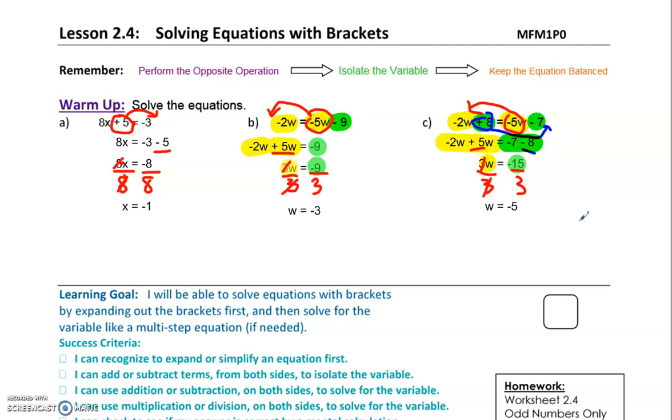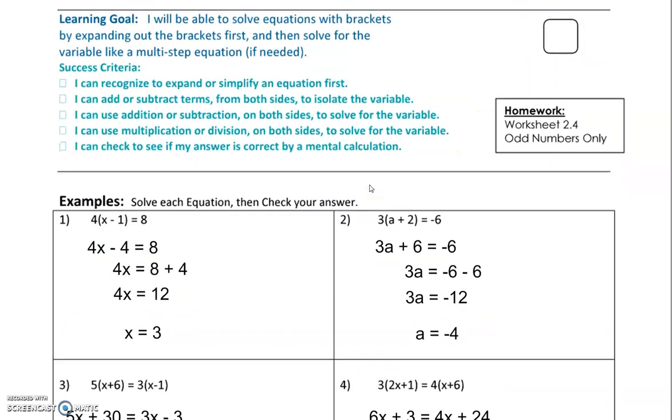All right, so that is a really quick review of what we learned before the March break. And now what we're going to do is we're going to learn how to solve equations, but I'm going to add some brackets. Now our learning goals are going to be at the end of this lesson. I'd like you to check off these learning goals and just make sure that you feel pretty comfortable with recognizing, expanding, or simplifying equations, adding or subtracting both sides to isolate the variable, adding or subtracting both sides to solve for the variable, or if you need to do some multiplication or division, we're also going to do that to solve for the variable, and we can check using our mental calculation, so we can check our answers.